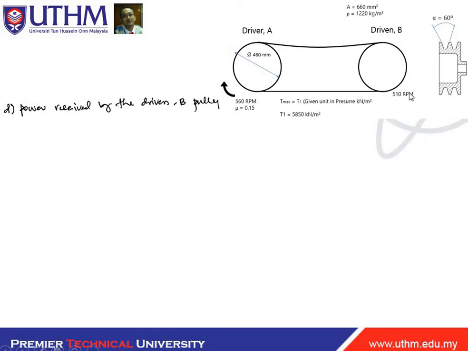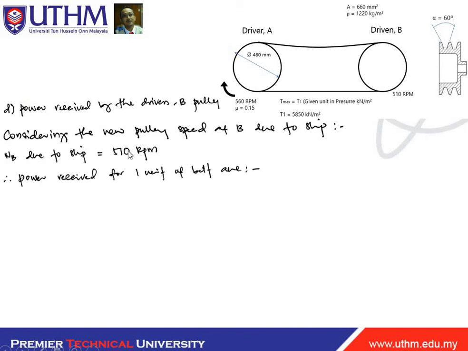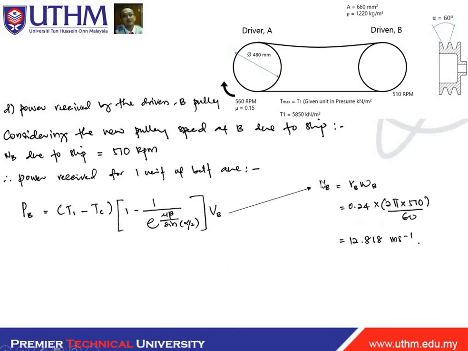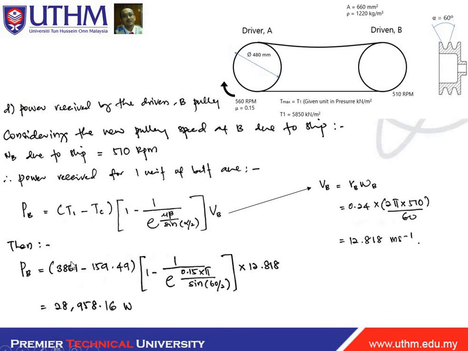So we need to consider the slip. We need to consider the new velocity at the driven pulley B. So this is the value that we need to use, 510 RPM. Again, power received for one unit of belt is using the same formula, except the power is for B, and then the velocity is referring to the pulley B. So just plug in all the values, we need to get the velocity at B. R is referring to the radius of B. Omega, we are using the 510 because we are dealing with pulley B.